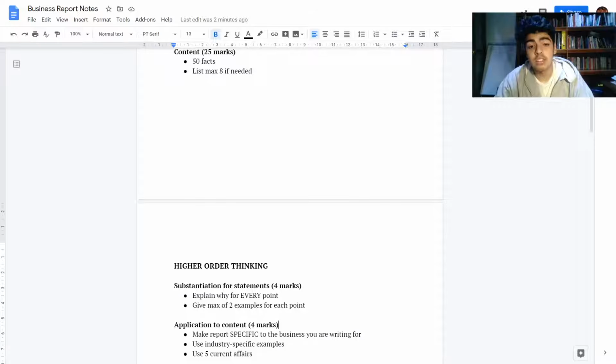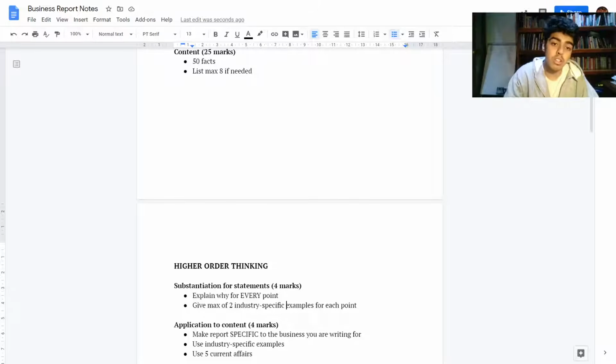So the higher order thinking is really the hard stuff. Substantiation for statements, you need to explain why for every point, and it's hard to do this because with business reports you actually have so many points, but a good way to get substantiation marks and application is to give industry specific examples. Industry specific. So if you are writing to the Sasol board of directors, give an example relating to Sasol. In that way you get application to content, which is the next one here, and you also get substantiation for statements, which is here.